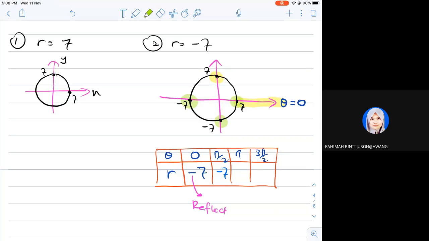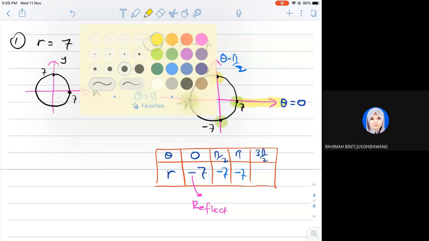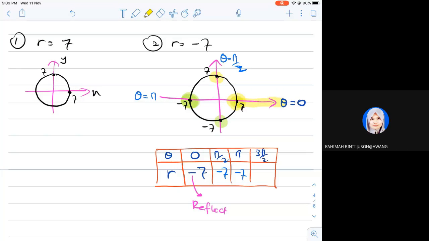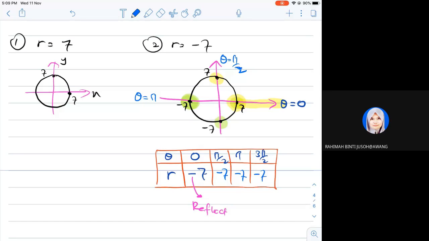Okay, this is for theta equals pi over 2. Now, for theta equals pi, the R value is again negative 7, so you have to reflect. Sepatutnya dia berada dekat yang hijau ni kan? Hijau ni. However, since you have to reflect sebab dia negatif, dia akan berada dekat theta equals to 0, 7. Understand guys? You faham tak? Dia saling reflect. That's why last kali you akan dapat circle juga, sebab dia reflect.